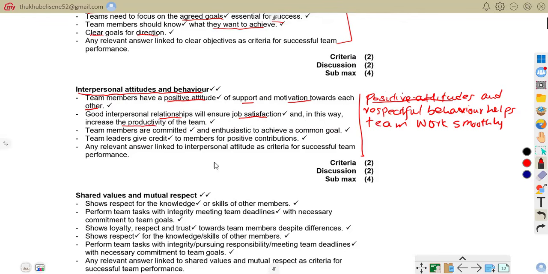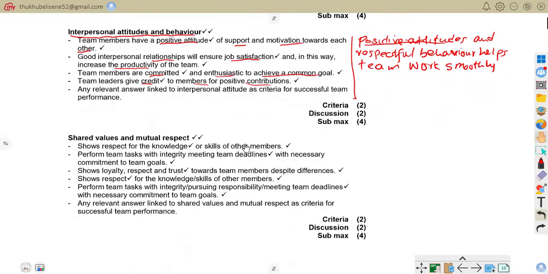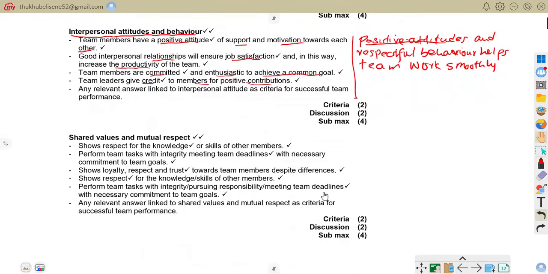Increase the productivity of the team. Team members are committed and enthusiastic to achieve common goals. Team leaders give credit to members for positive contributions. So, meaning to say, we have to recognize the efforts and the inputs of the team members. So, that is that. Now let us move on to shared values and mutual respect.